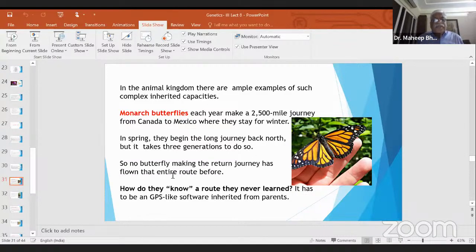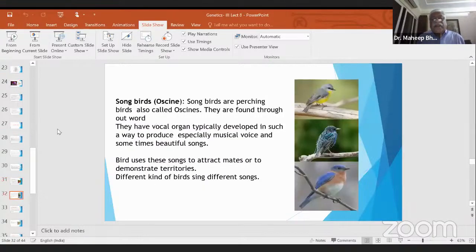So the question is, a monarch butterfly flies from Canada to Mexico, reaches Mexico, stays there for some time, and then reproduces there, producing new butterflies, and then their butterflies return to Canada, 2,500 miles. The question is, how do they know a route they have never learned? So there must be something. Similarly, there is another example known as a songbird.